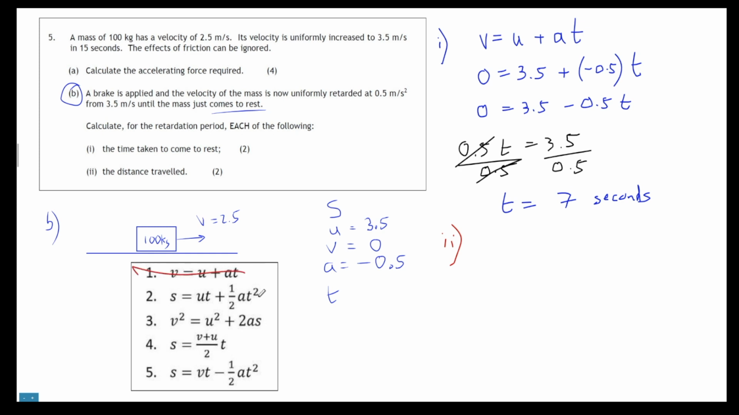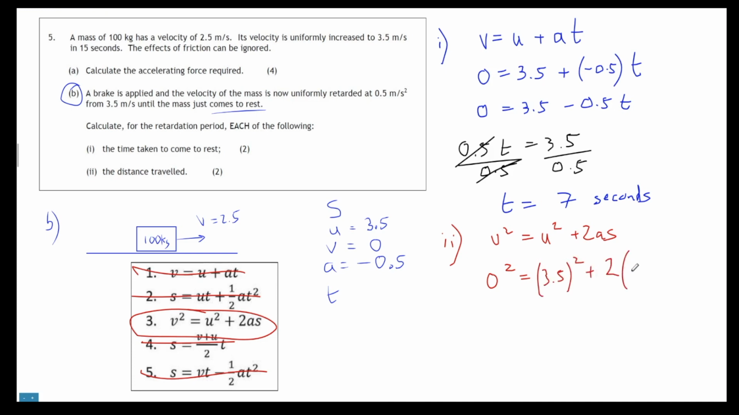So if it has a t, I'll cross it out. Oh yeah, I'm going to use this one right here. v squared is equal to u squared plus 2as. Let's give that a go because I know what v squared is. It's 0. u squared is 3.5 squared plus 2 times a, which is negative 0.5, times s, which is what we're trying to find.